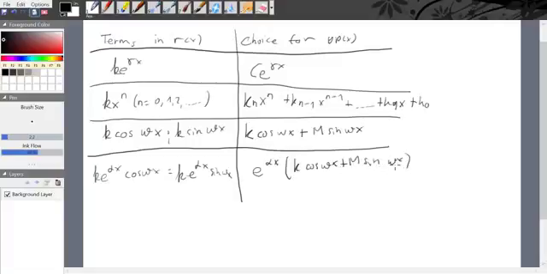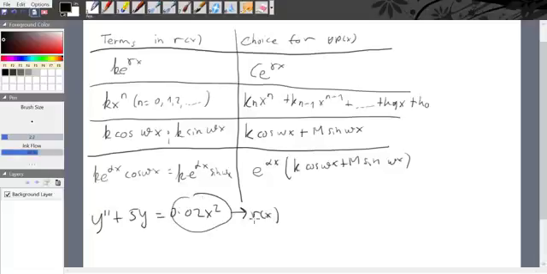So basically these are the possibility terms of Rx and the choices for yp(x) over here. In our question, let me rewrite the question over here: y double prime plus 5y is equal to 0.02x squared. So this is our Rx over here. Looking it up in the table, it matches with this column, this row over here.